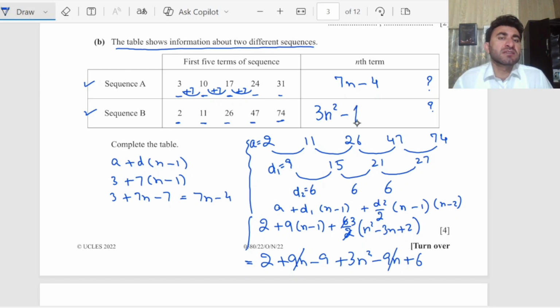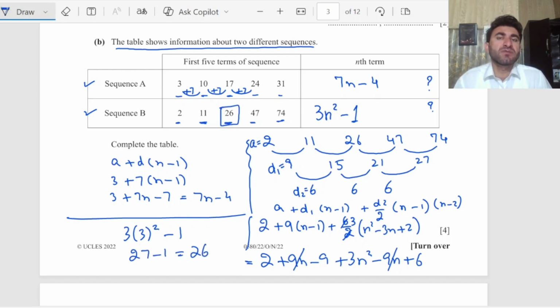3n square minus 1 is the nth term of this sequence B. So we can also check it by putting the value of n for any term. Like if I want to check the third term, I will replace n with 3, so it will become 3 times 3 square minus 1, and 3 square is 9, and 9 times 3 is 27, minus 1 becomes 26, which is definitely the third term of this sequence. So we have verified it as well.